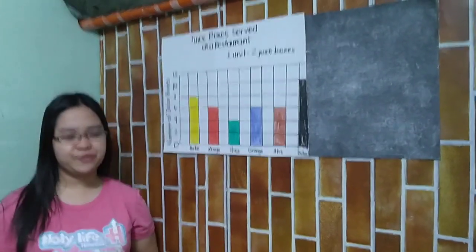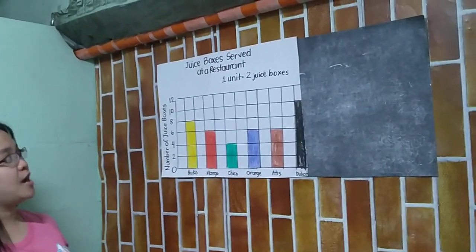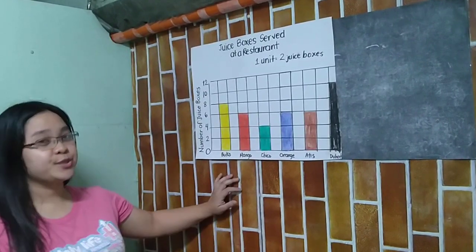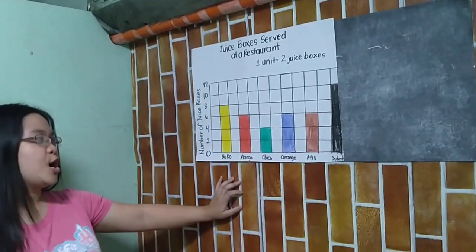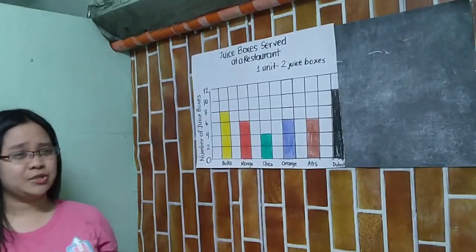Good afternoon, grade 4. I want you to look at the graph on the board. As you can see here, this graph is about the juice boxes served at a restaurant. This one is our data for our bar graph, the juice boxes served at a restaurant.